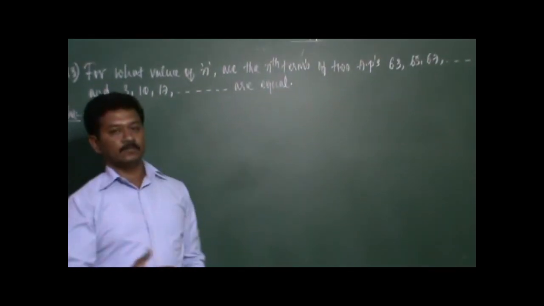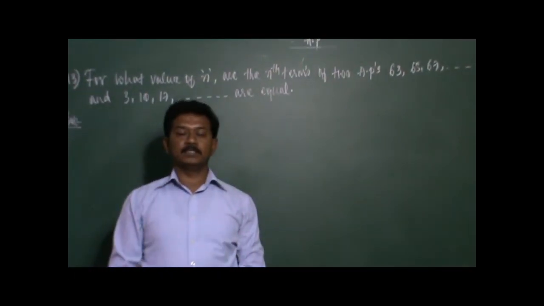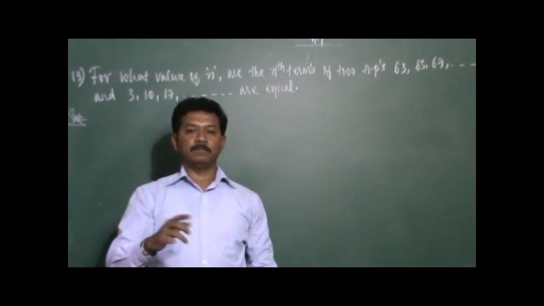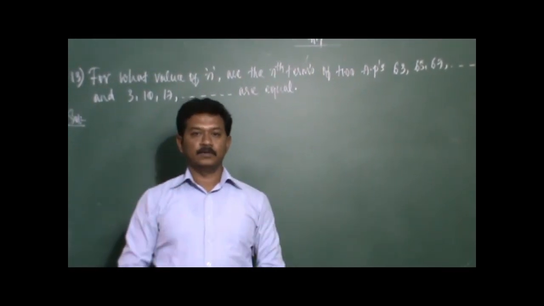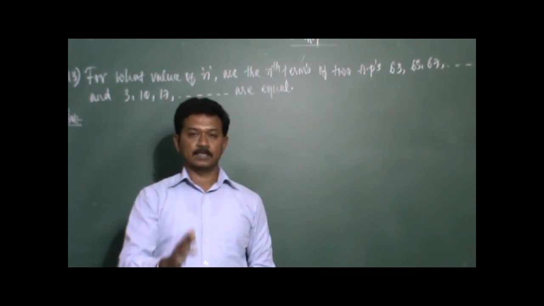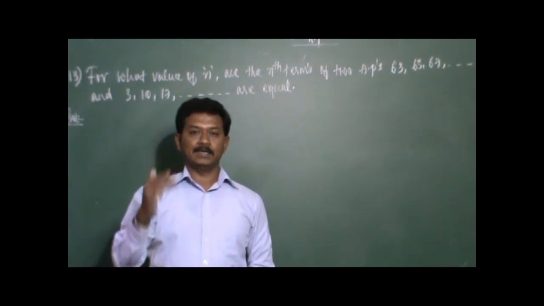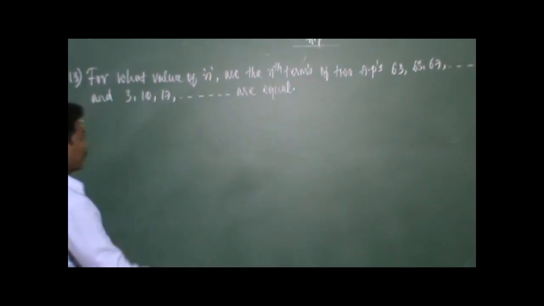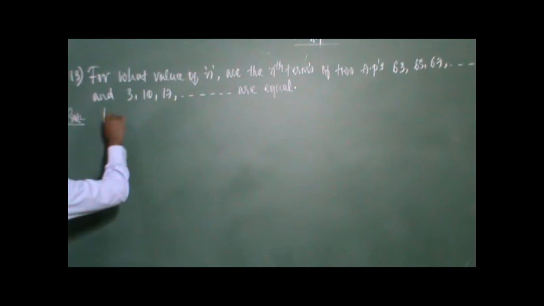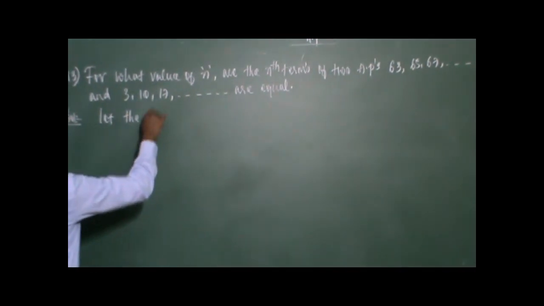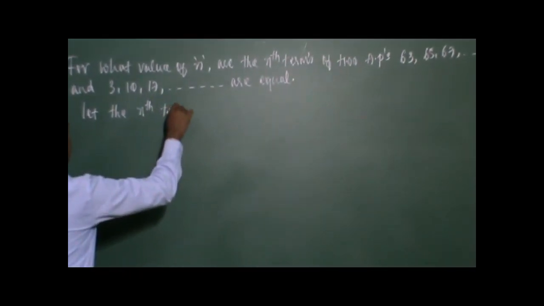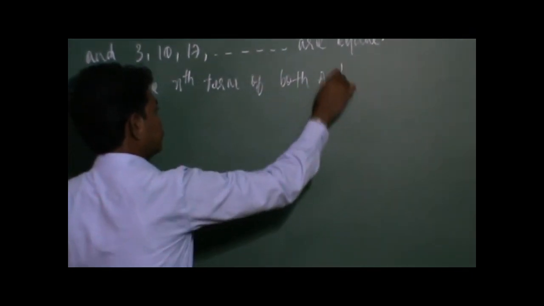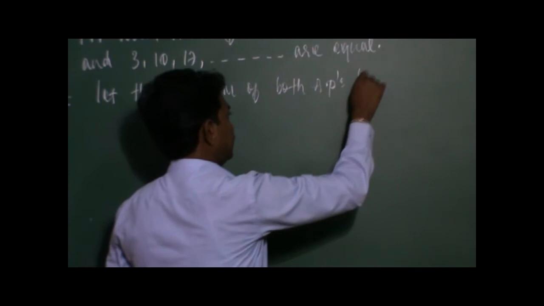So for solving this, we have to imagine that the nth terms of the first AP and the second AP are equal. We have to consider this. So let us consider that in both the APs, their nth terms are equal. Okay? Let the nth term of both APs be equal.